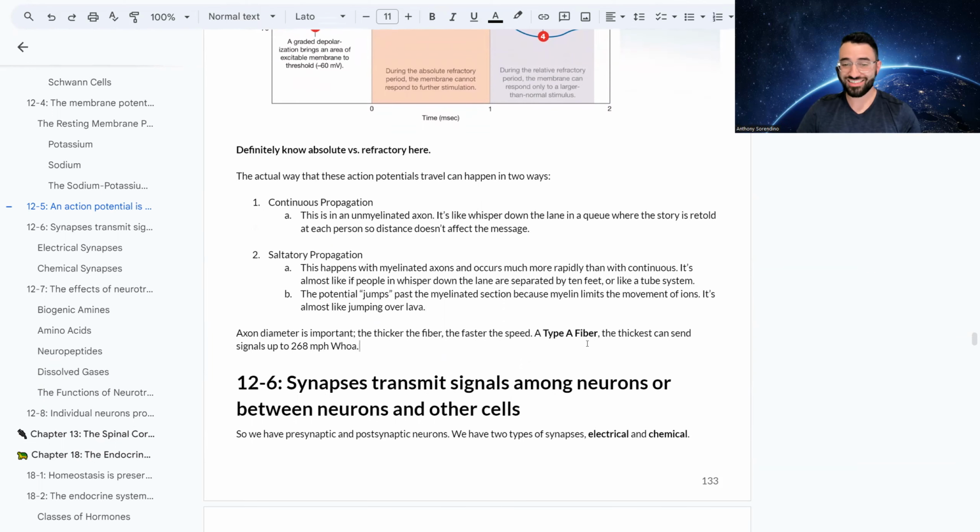Axon diameter is a thing. There's something called type A fibers, which are the thickest, and they can send signals up to 268 miles per hour. That's happening in your body right now. That's crazy.